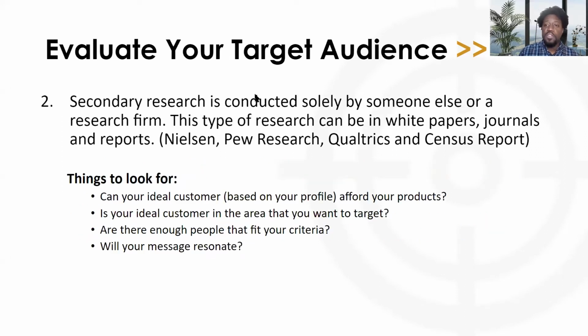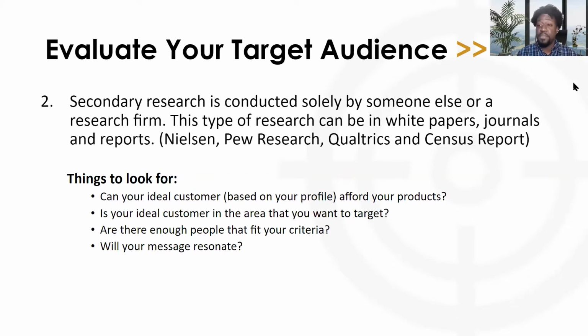Okay, so the next piece is the secondary research. Secondary research is conducted solely by someone else or a research firm. This type of research can be in the form of a white paper, journals, or reports. I found some of the best to be Pew Research, Qualtrics, Nielsen, and the one that we all know, because if you're in the US, you have to know about the census report, and I'm sure it's everywhere else as well. So this is information that's readily available.